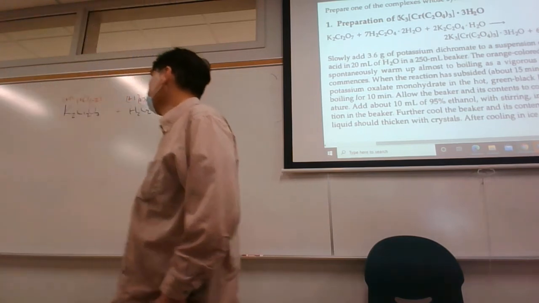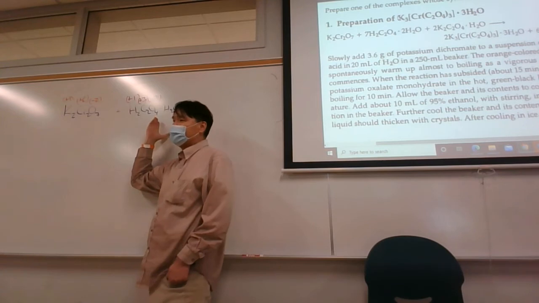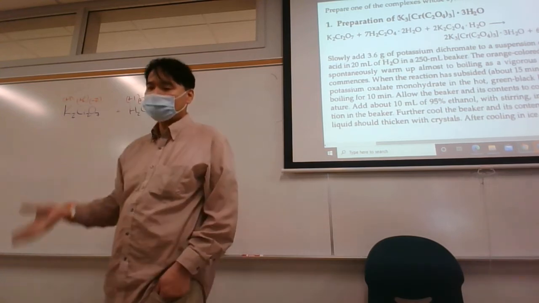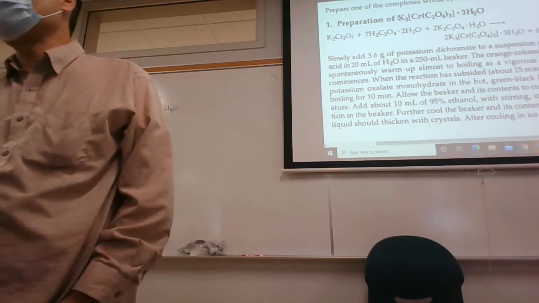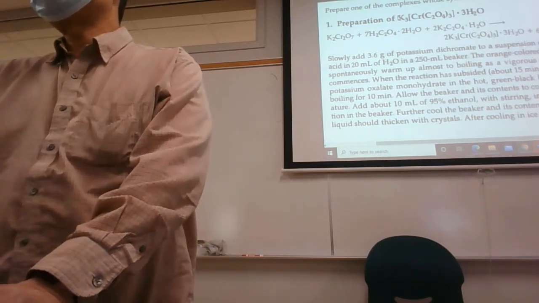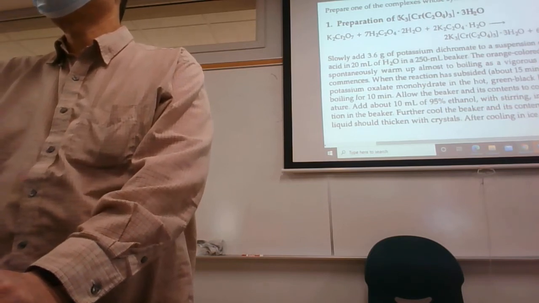So watch out for the potassium dichromate. Oxalic acid is also hazardous. You don't want to eat oxalic acid. You can eat a lot of organic acids like acetic acid, but oxalic acid precipitates to make kidney stones. So you don't want that.